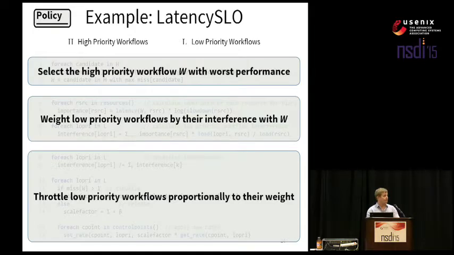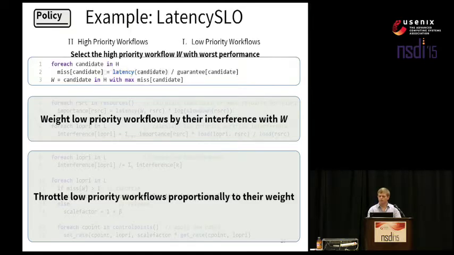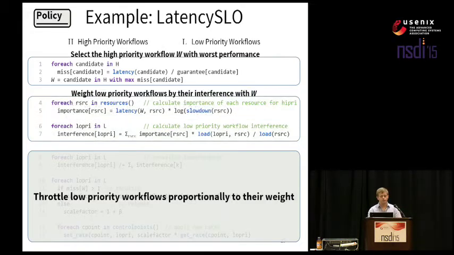Looking now at the policy itself, here to determine W, the worst performance is just the high-priority workflow with the highest ratio of current latency to promised latency. Next, to calculate interference, we first calculate the importance of each resource by looking at the slowdown of that resource, i.e. how congested it is, combined with the amount of time that the high-priority workflow spends on that resource. This represents the amount of latency that can be reclaimed by decongesting that resource.